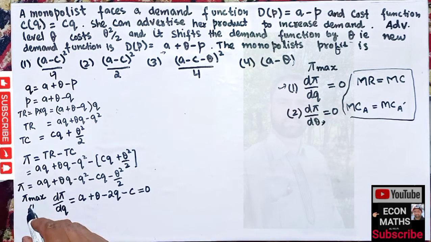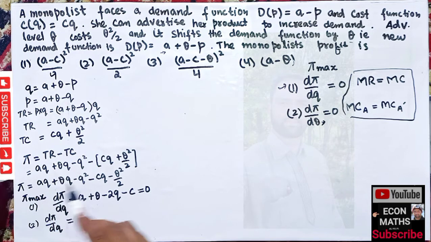And the second condition is our d pi divided by d theta. What is our d pi divided by d theta? That is, we differentiate this profit function this time with respect to theta, which is related to the advertisement.